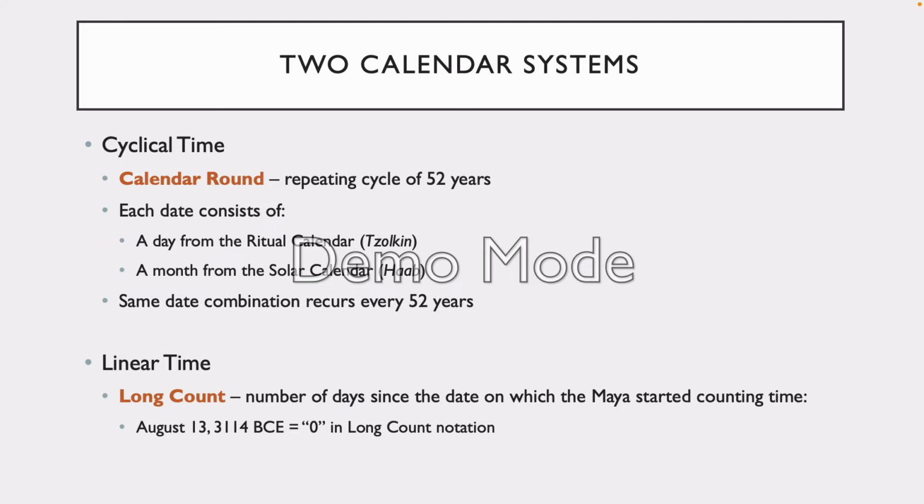There's also then what we call the linear time, and that is defined as the long count system. And in this case, it's the number of days since the date on which the Maya started counting time, which we have determined to be August 13th, 3114 BCE, is equal to 0 in the long count notation.